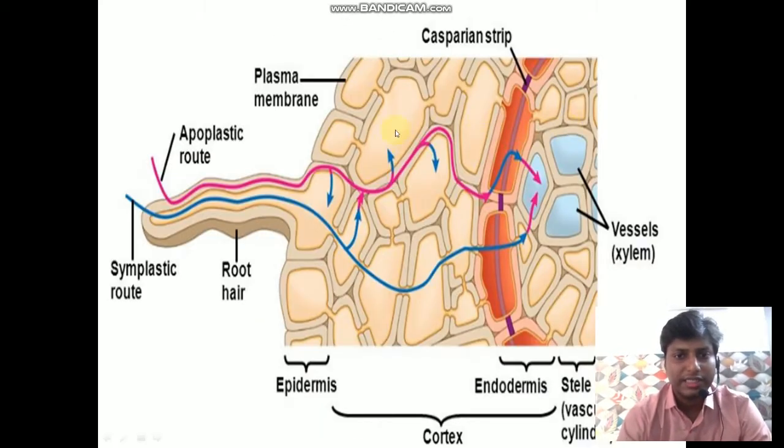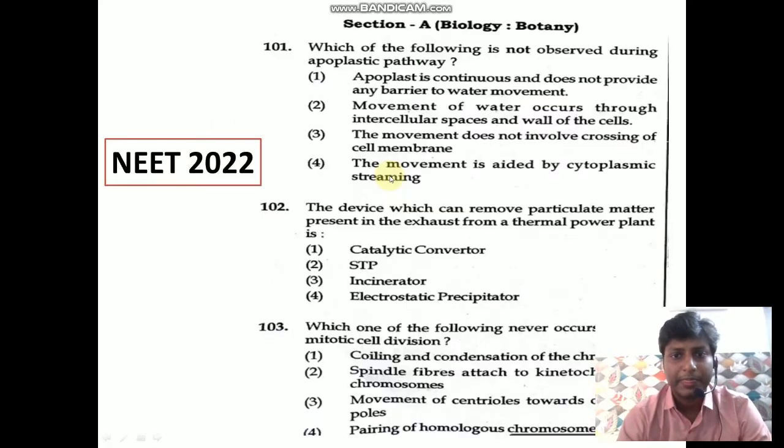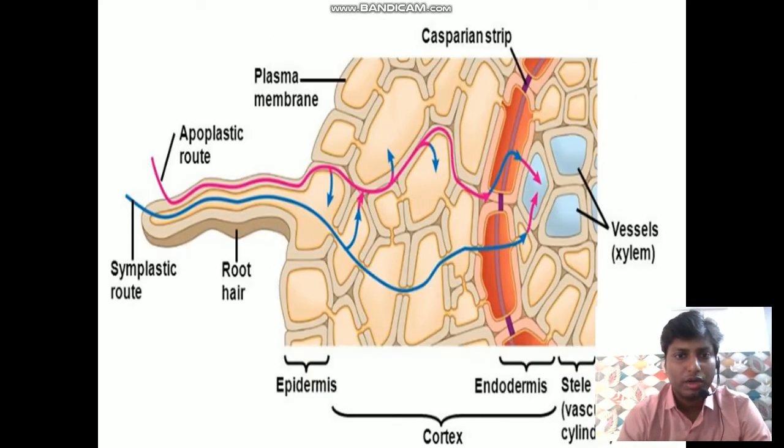As you can see, the water is traveling from the intercellular spaces. The third option says that the movement does not involve crossing of cell membrane. So dear students, absolutely it is right, because here the water is not actually moving through the cell membrane. It was the simplest route in which the water travels from one cell to another cell across the cell membrane. So this is definitely right.